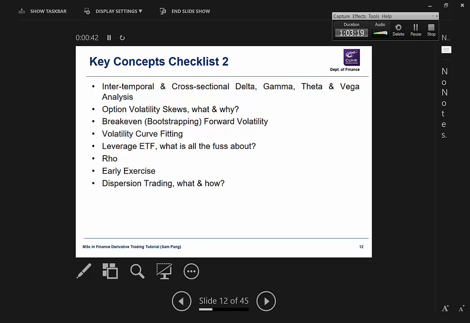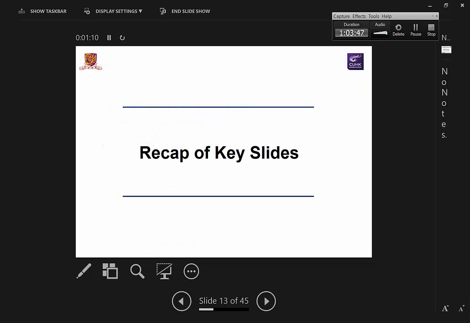Delta, gamma, theta, vega, skews, forward vol, volatility curve fitting. I haven't done that with you. Leveraged ETF, I did touch on that. Rho, we talked about that last time. Now, early exercise and dispersion trading are possibly the two remaining topics, together with the last set of questions. And I think I would like to cover that in one of three ways.